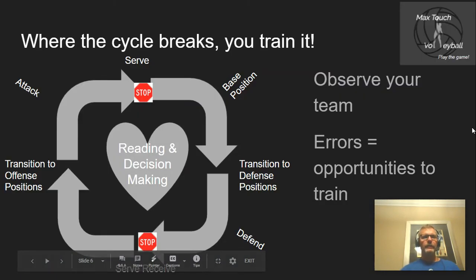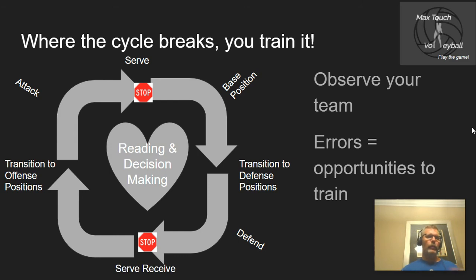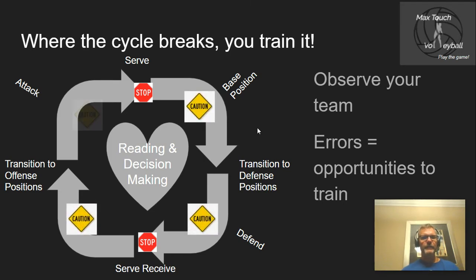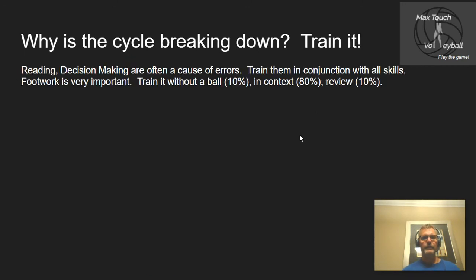So what we're looking at is, where does the cycle break down? Wherever that happens, you train it. So you observe your team and you watch, where is that happening? If it's happening on the defensive side of things or the offensive side of things, or possibly even in the reading and decision making, those errors are opportunities for you to train. And that's how you create your practice plans. So why is the cycle breaking down? Well, that's the question you have to ask, and then you go and train it.